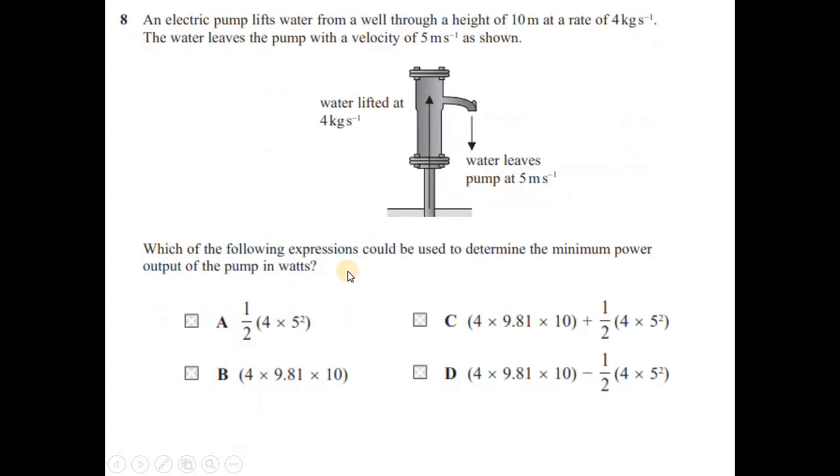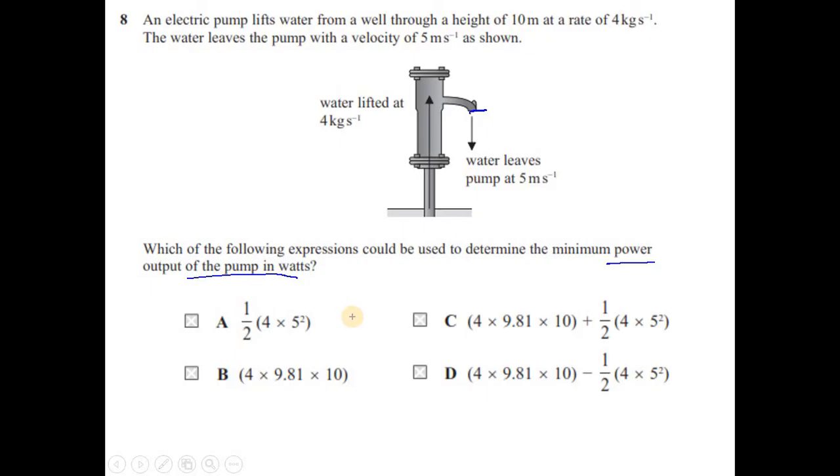Question number 8, an electric pump lifts water from a well through a height of 10 meter at a rate of 4 kg per second. The water leaves the pump with a velocity of 5 meter per second as shown. So this is the pump, water is going up and leaving the pump from the same height. Here the velocity is 5 meter per second. Which of the following expressions could be used to determine the minimum power output of the pump in watts?